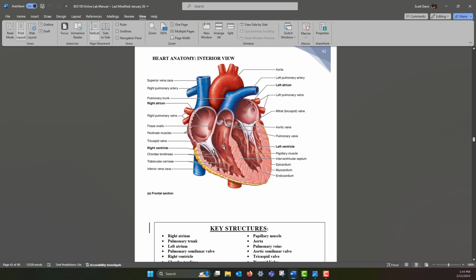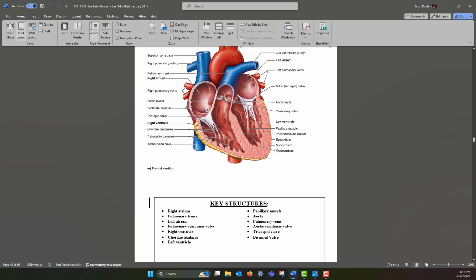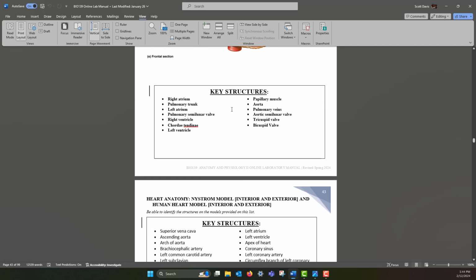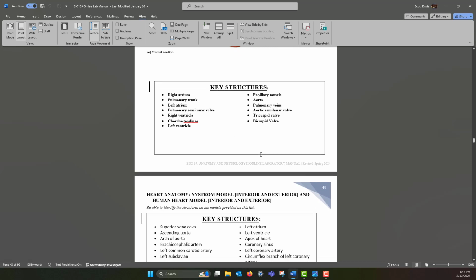Now, the inside wall of the ventricles, lots and lots of muscle, and it takes on these folds, and those folds are called trabeculae carneae. There's some other features here to know. I'm not going to go through all of them, but you have them all listed right here.